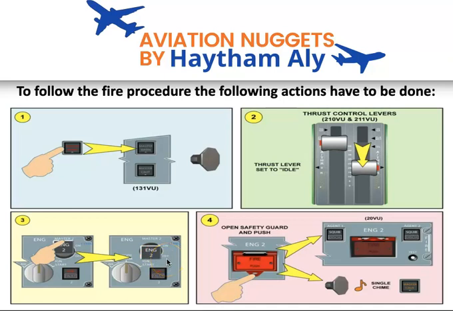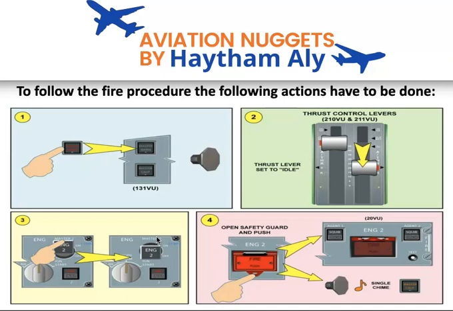So why do you need to do that? To cut off fuel, to isolate the fuel supply. And you need to remember, master lever to off will close the low pressure fuel valve in the wing and the high pressure fuel valve on the engine, so that the engine will be immediately shut down.